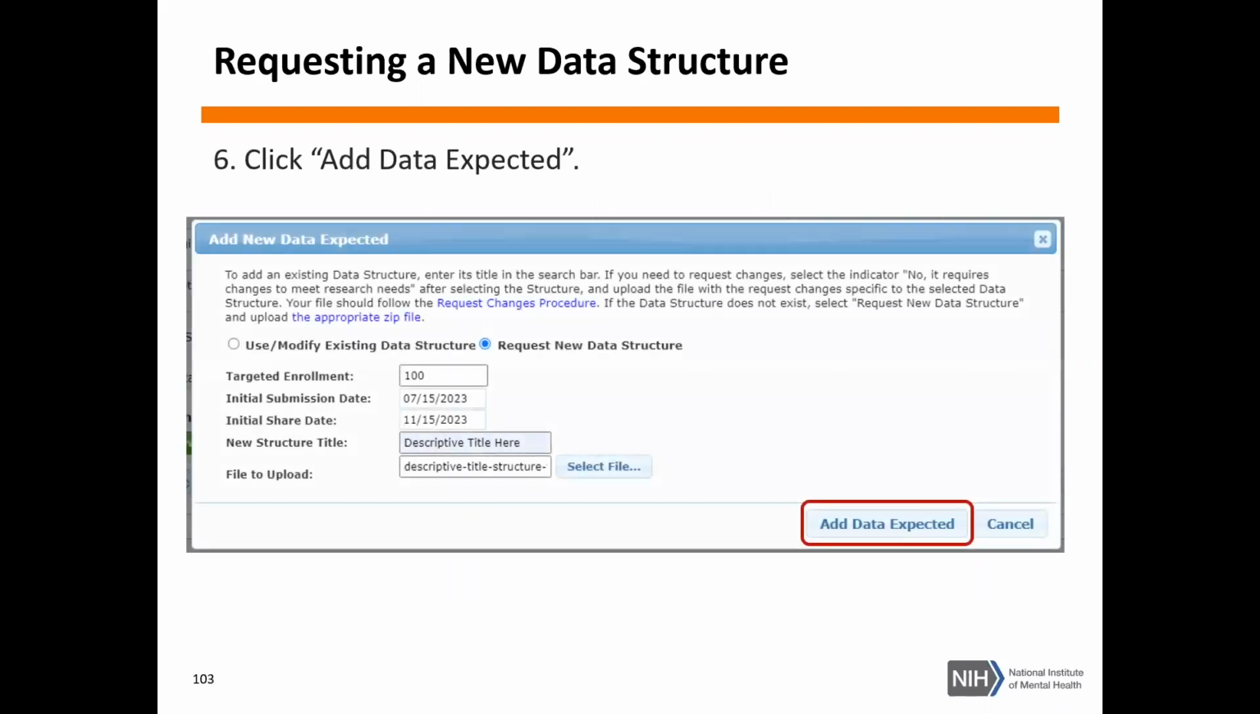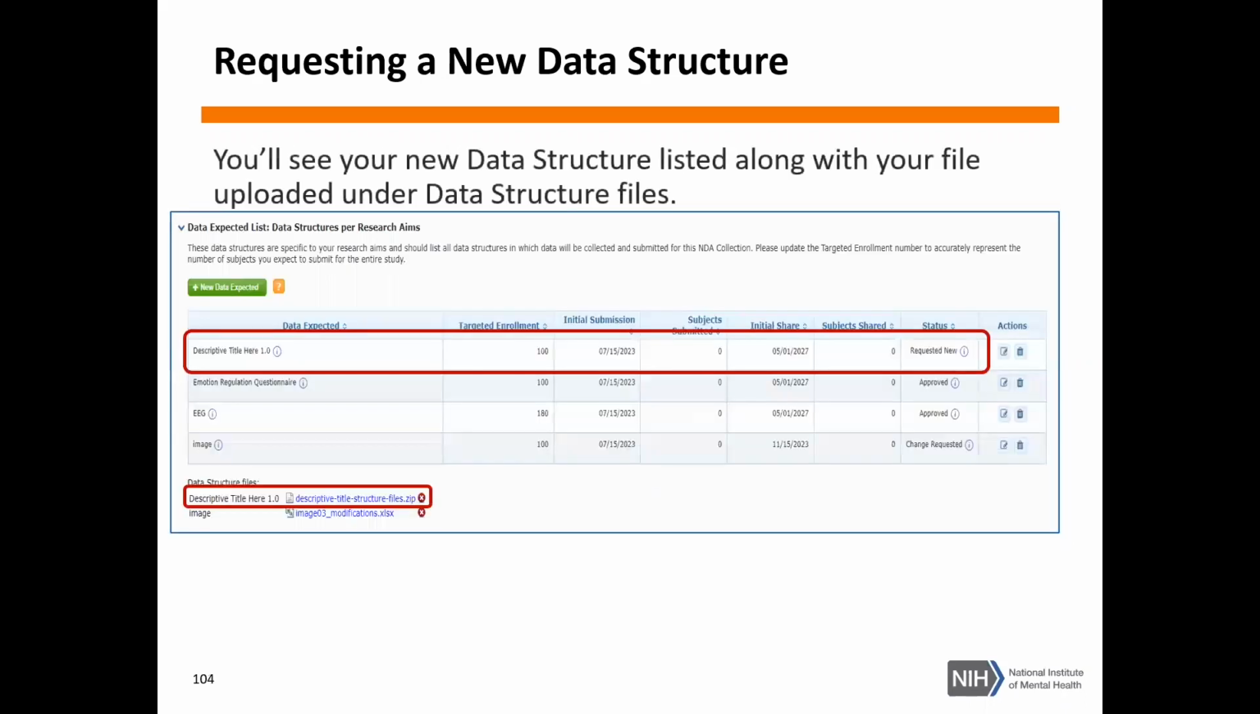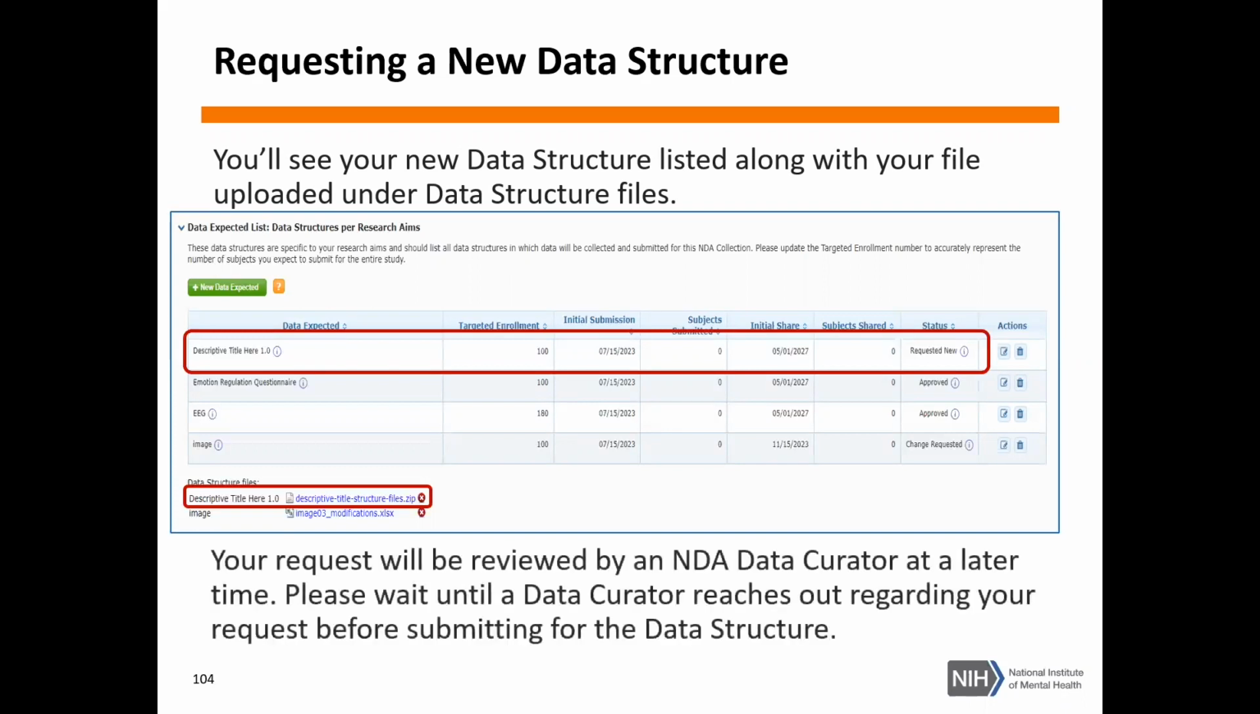Then after confirming that everything's filled in properly, click Add Data Expected. And you will be able to see your requested data structure listed, and then the zip file will be listed in the data structure file section. And from here, the NDA data curators will review your structure at a later time. We ask for your patience as the data curators review your structure, and please wait to submit data to the structure until you hear from a data curator regarding your request.